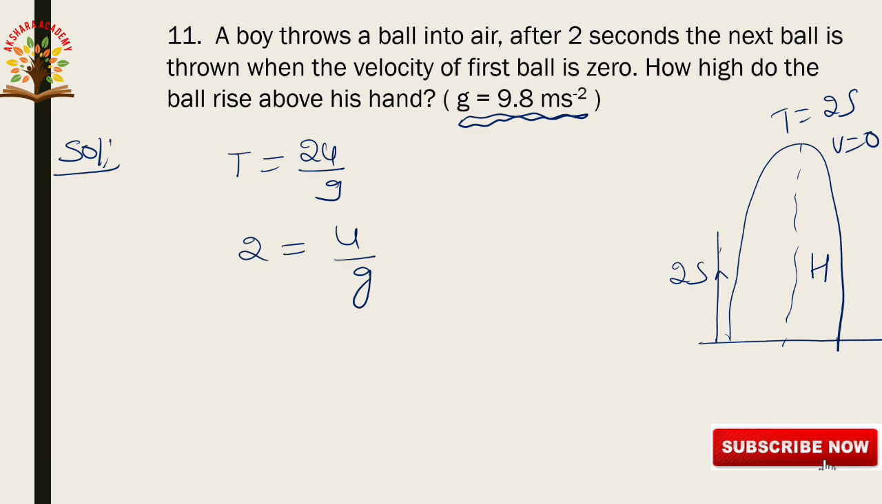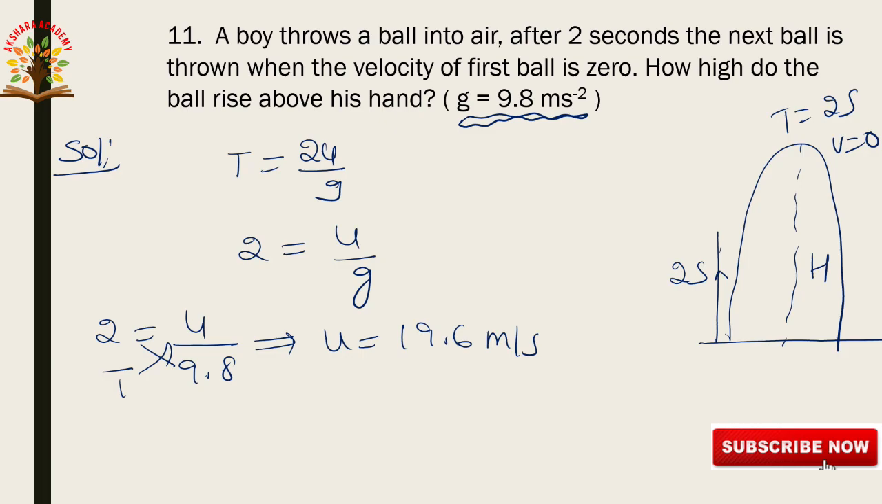Total time t they have given after 2 seconds. So in the place of t, substituting 2 seconds: 2 is equal to u by g. Substituting the g value here, 2 is equal to u by 9.8. Taking cross multiplication, u is equal to 9.8 into 2, which becomes 19.6 meters per second.